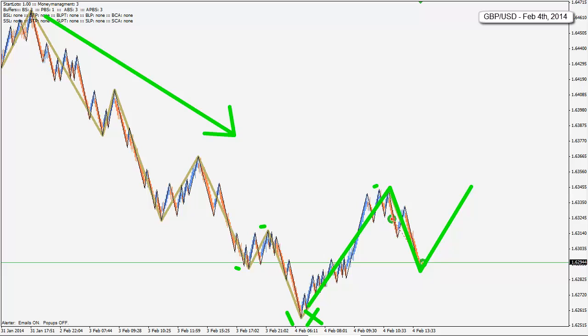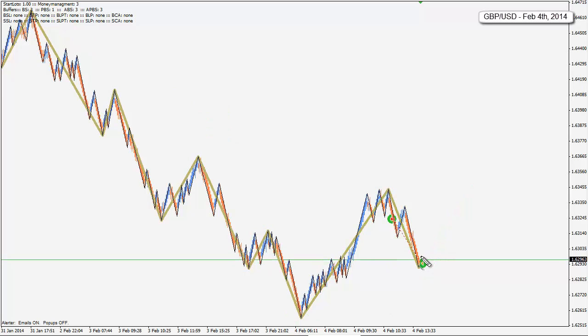It may not happen. Price may actually keep on coming down and re-challenge this area, but this just doesn't bother me. I mean, the trade was above my 1-to-1 minimum risk reward. It's intraday. This is high frequency trading.